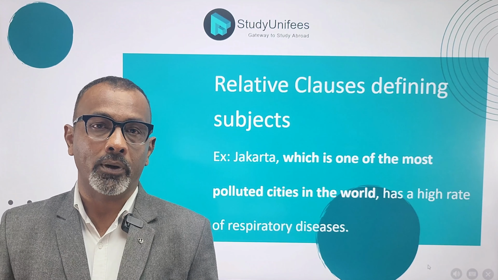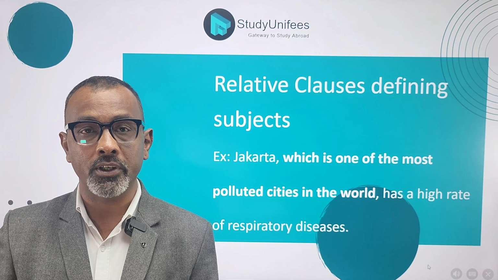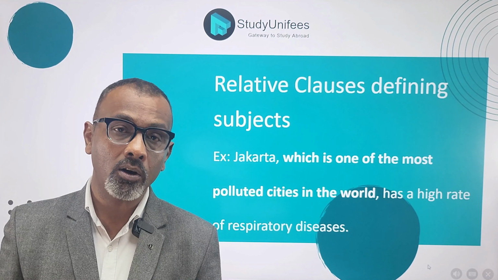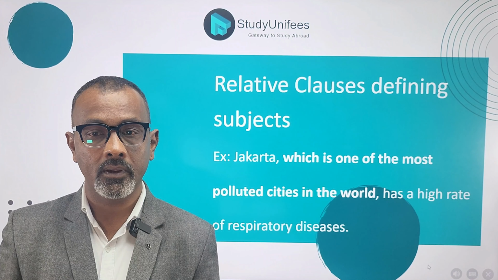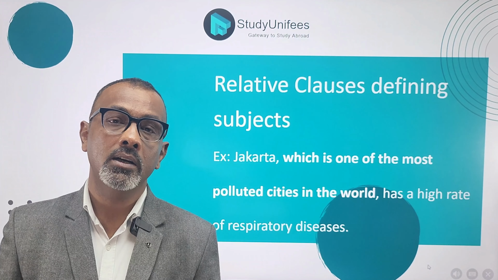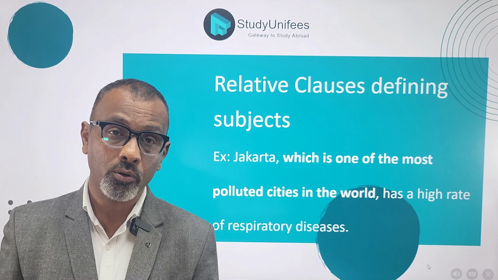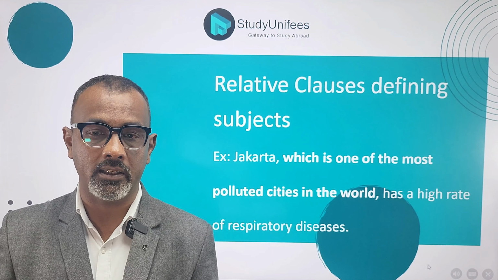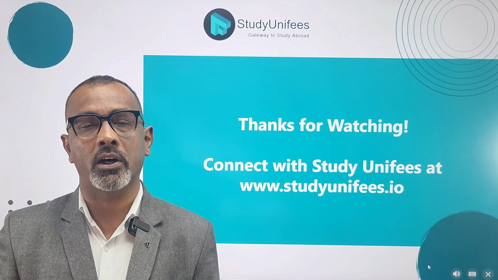See another example of the relative clause describing the subject by coming after the subject and being separated from the independent clause by commas. The independent clause here is, Jakarta has a very high rate of respiratory diseases. However, the adjective clause, which is one of the most polluted cities in the world, describes Jakarta. You can make your sentences more interesting and also enrich the variety of structures you use by using relative clauses like this.